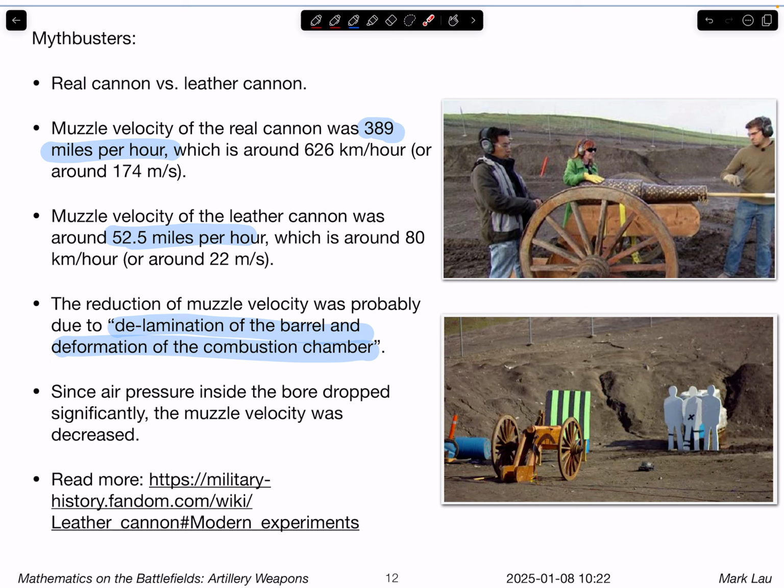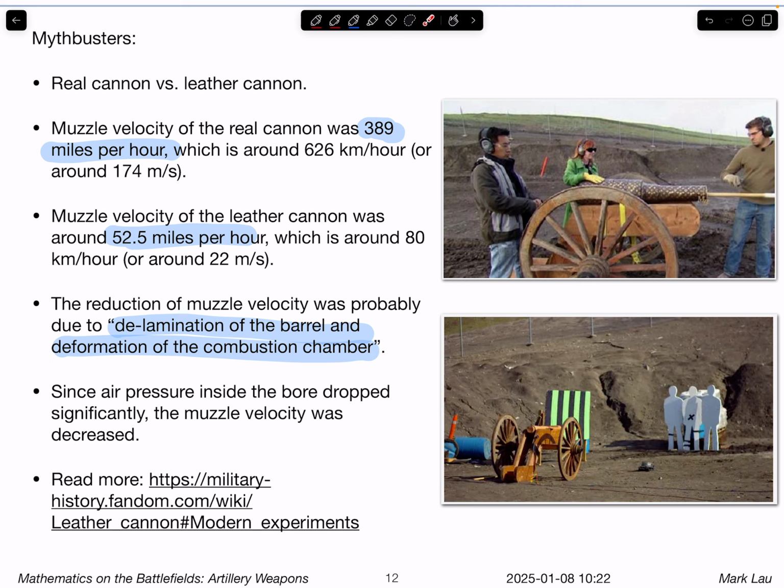Okay, so delamination means the layers of the barrel material are separating. Cannons or guns are often made with layered or reinforced material. If the layers come apart, it weakens the barrel. This entire structure is weak, the layers are coming apart, and hence the gases are escaping, making this cannon less efficient.